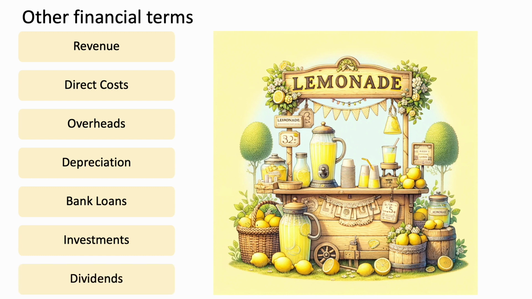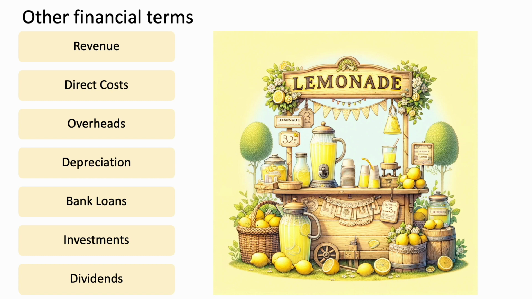7. Dividends. Now imagine you've saved a lot of money from your lemonade stand, and you want to share some with your friends who helped you. The money you distribute to them is like dividends. It's a portion of the profits paid out to shareholders, like your friends, in a company.